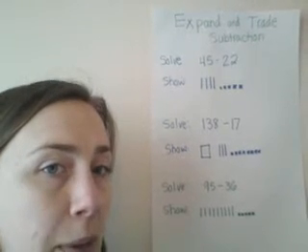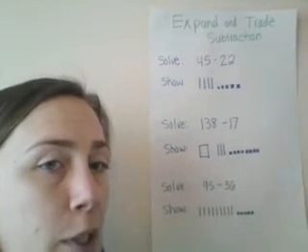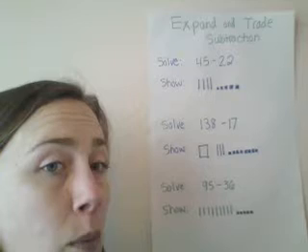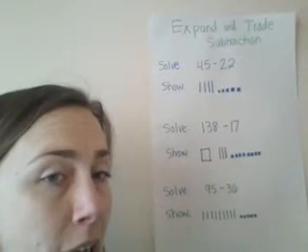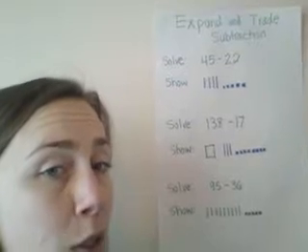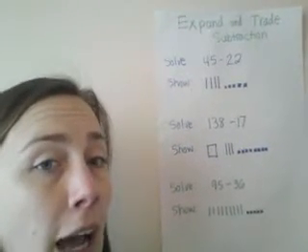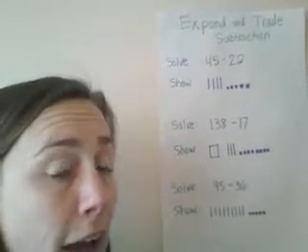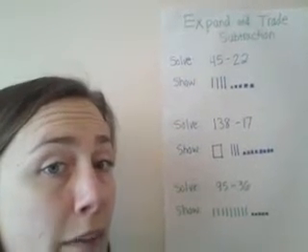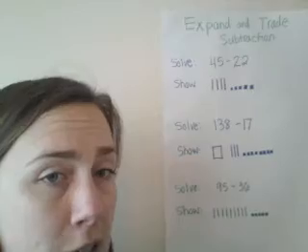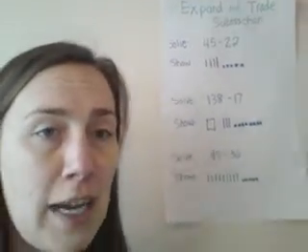You'll notice it says expand and trade subtraction. The first one we'll be working on, you'll see it says solve 45 minus 22, and then I wrote the word show. So if you notice, I took 45, my subtraction problem, and I showed 45 using place value blocks. So I'm going to walk you through that this time.